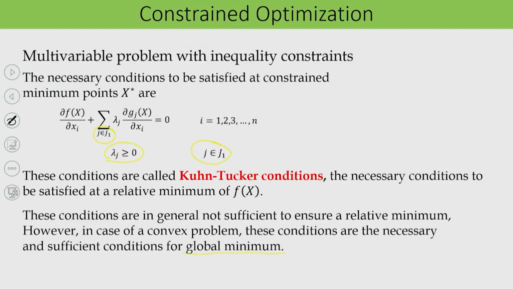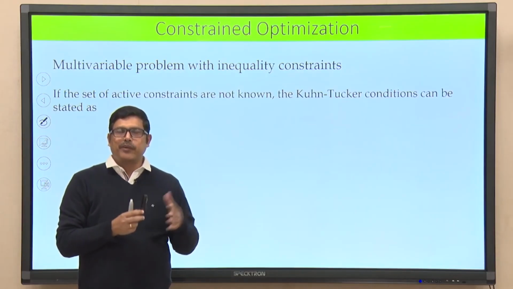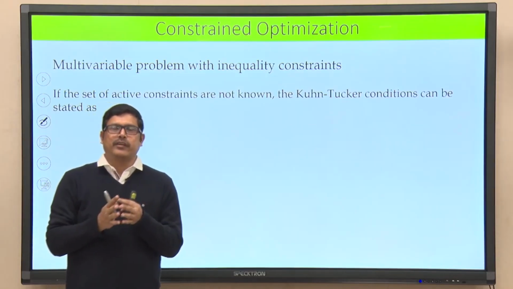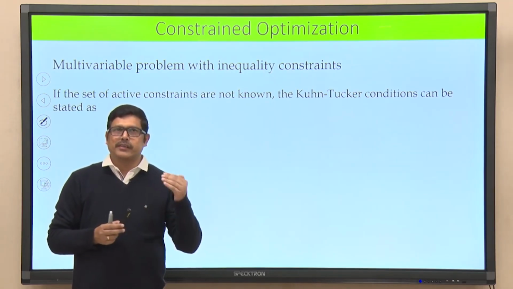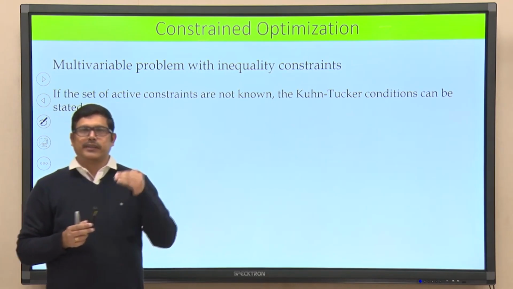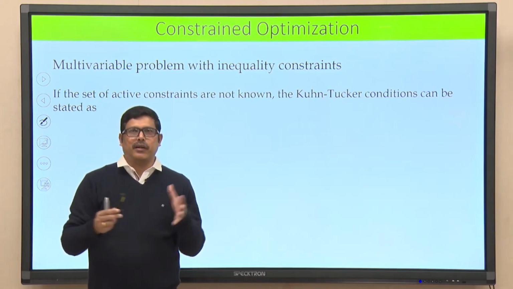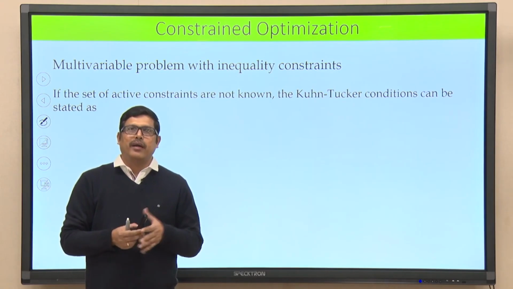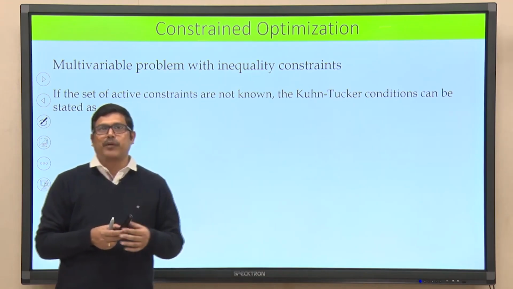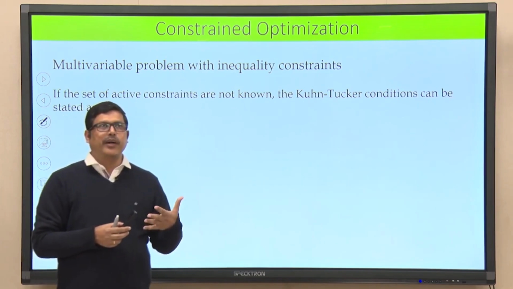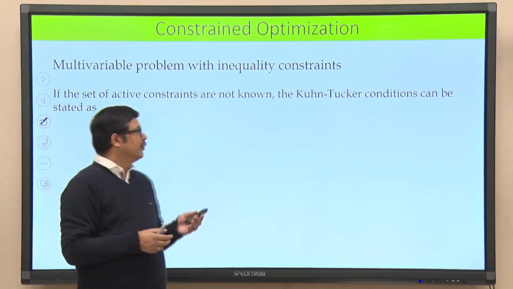Okay, global minimum. As we have discussed, we have divided the total inequality constraints into two sets: set j 1, which are all active constraints, and j 2, inactive constraints. But the question is that for a particular problem, I may not be aware of which are active and which are not active.